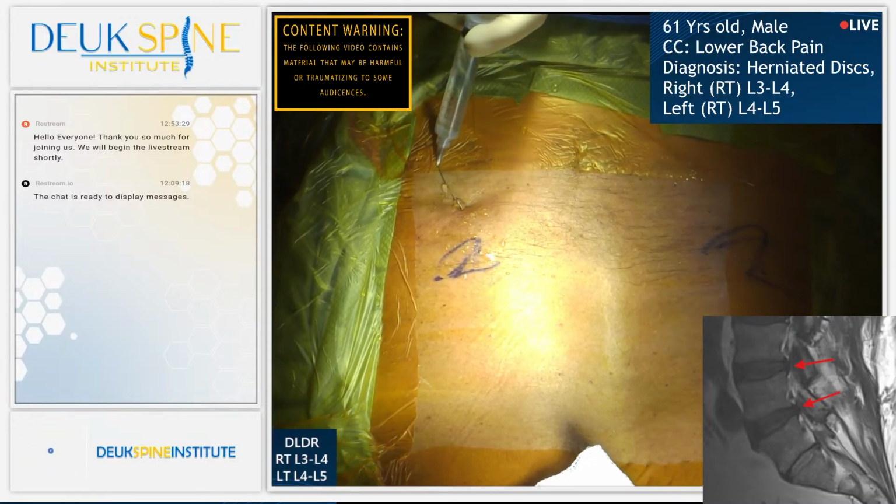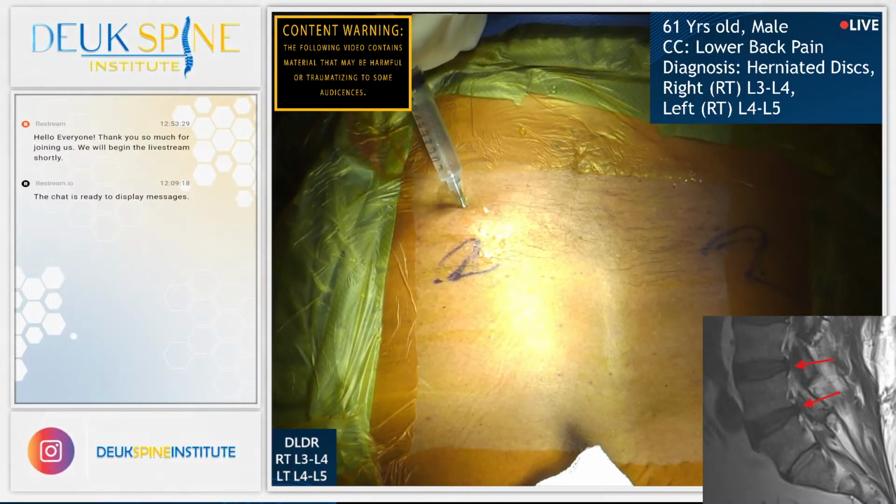I'm going to go ahead and inject some local. So this side is 3-4. You all agree? Yes, sir.